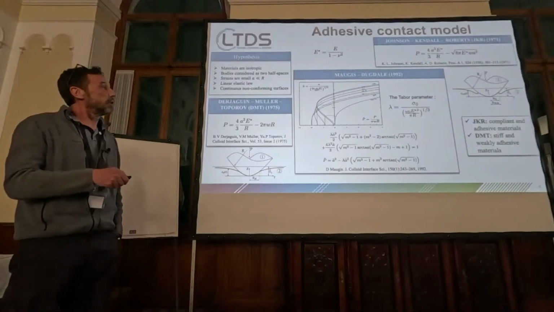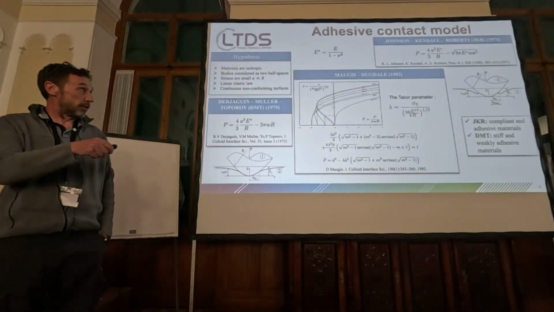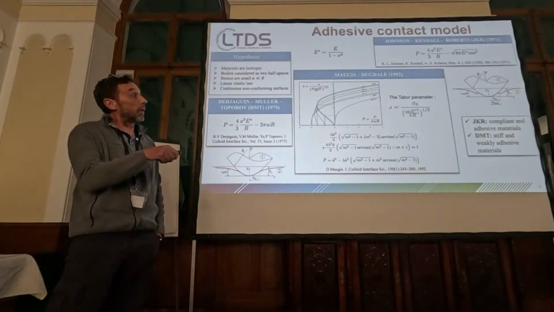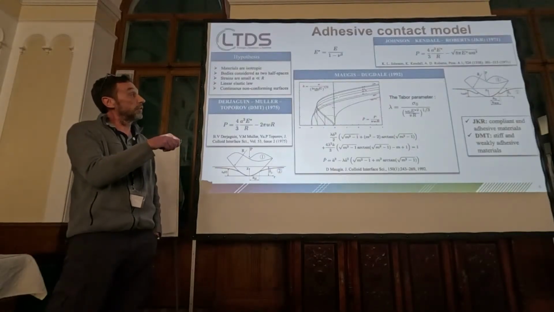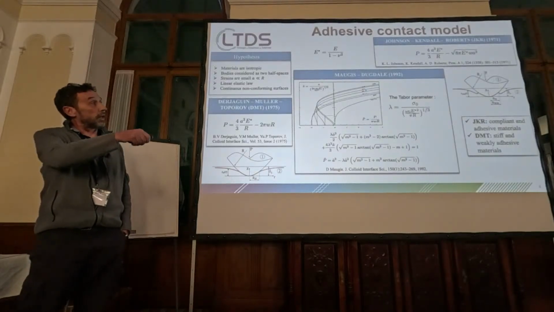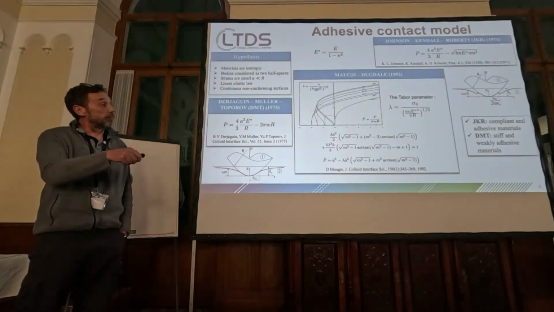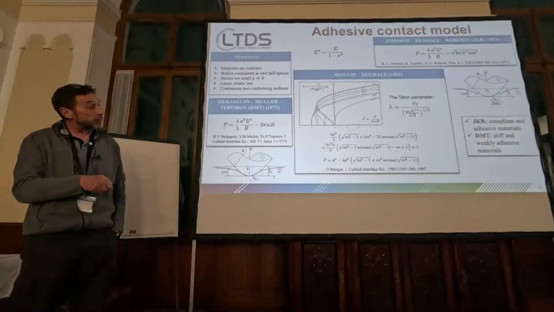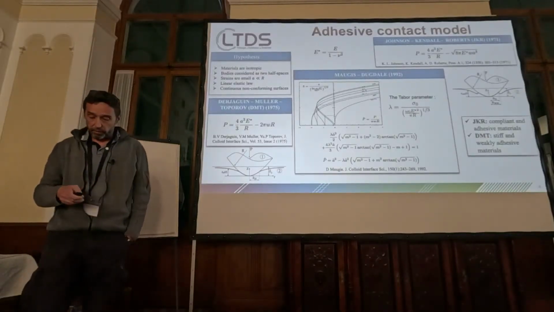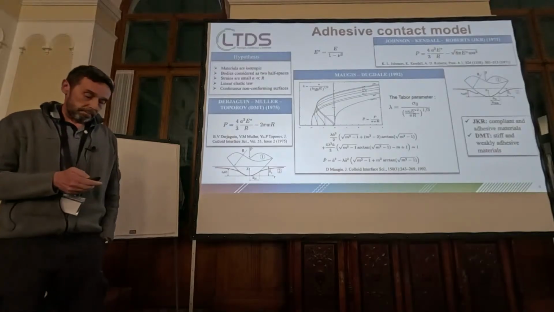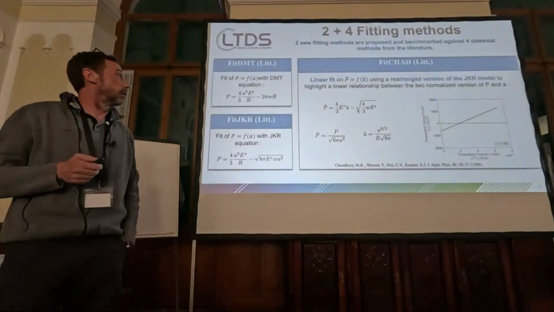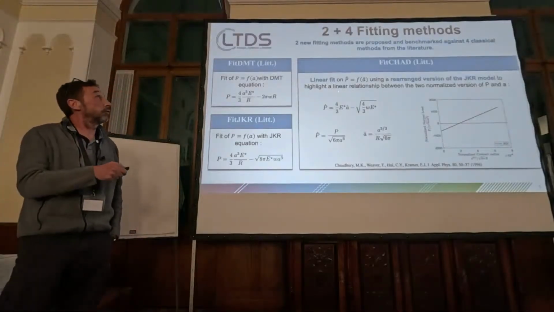And what I think is more interesting, you have the model proposed by Maugis based on the Dugdale approach, which introduces the Tabor parameter, which allows you to have a nice transition between the DMT regime and the JKR regime, thanks to this parameter. And again, you have an expression that links the evolution of the contact radius as a function of the normal load. So, starting from those three kinds of models, we propose two new fitting methods.